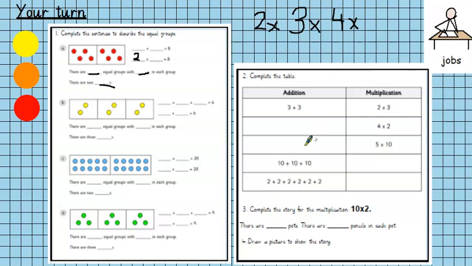Then you're going to fill in the table. So if it gives you a multiplication, you do the addition. If it gives you an addition, you do the multiplication, just how we were doing before. So 4 times 2 would be 2 4 times, because 4x means 4 times. And then it says complete the story for the multiplication 10 times 2. There are how many pots? There are how many pencils in each pot? And can you draw a picture for that story on your maths book paper, please, underneath your sheet?